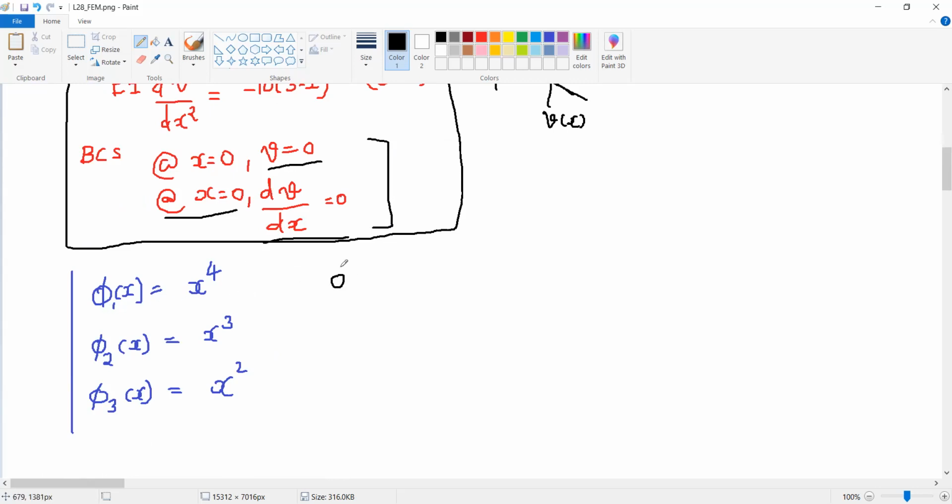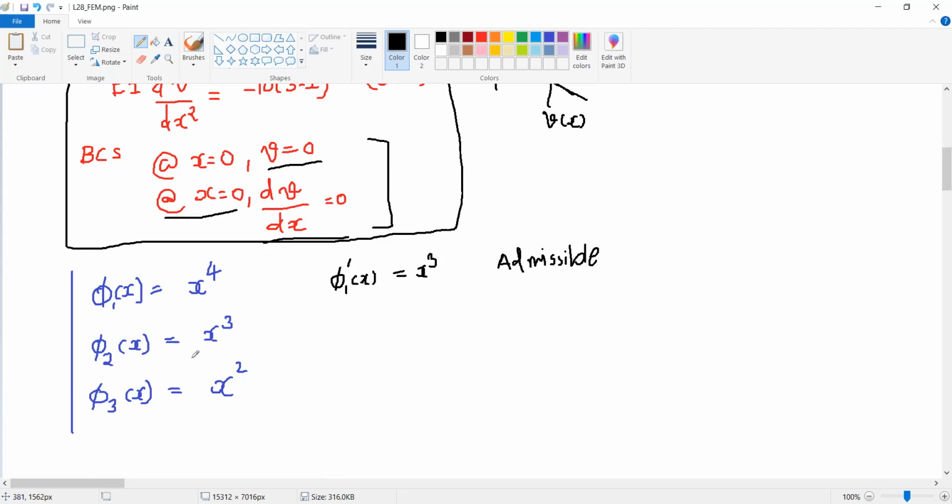So you will understand what is phi1 of x dash. The first derivative of phi1 with reference to x becomes 4x cubed. So at x equal to 0, phi1 of x is 0 as well as phi1 dash of x is 0. Therefore, both the boundary conditions are satisfied. Therefore, it is an admissible trial function.